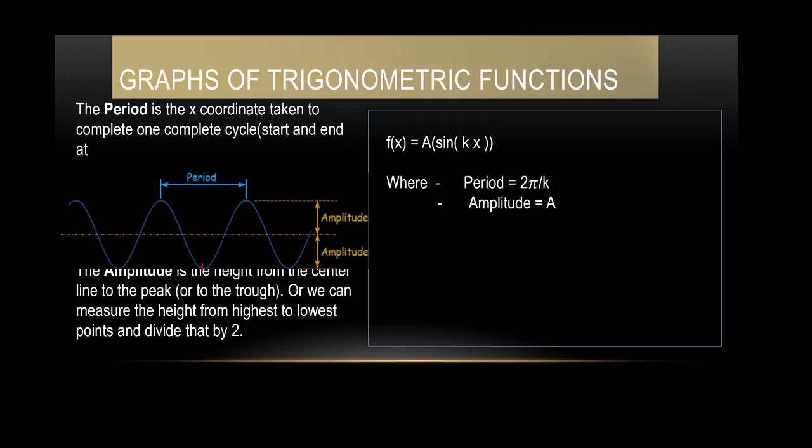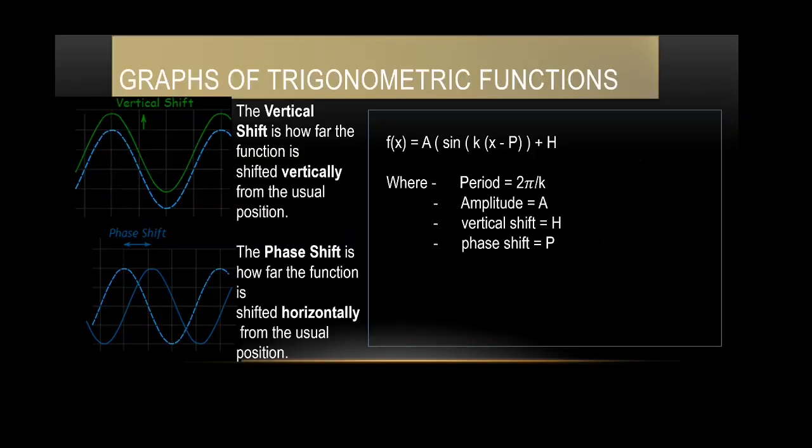If we take a function like f of x is equal to a sine of kx, in this case the period is equal to 2 pi by k, because 2 pi is the period of the normal sine function, y is equal to sine of x. So the period of this new function will become 2 pi by k. And the amplitude is equal to a, because we are increasing in the y direction by this amount. So the amplitude is a and the period is 2 pi by k.